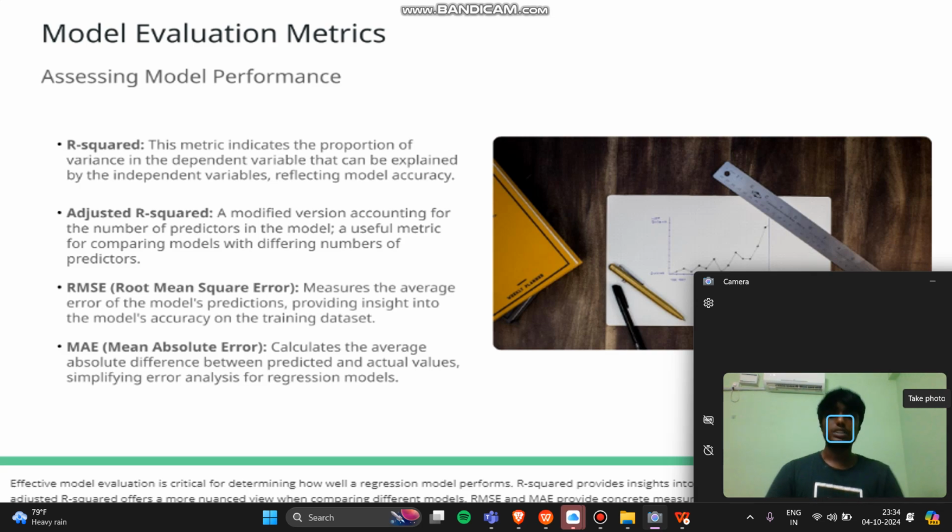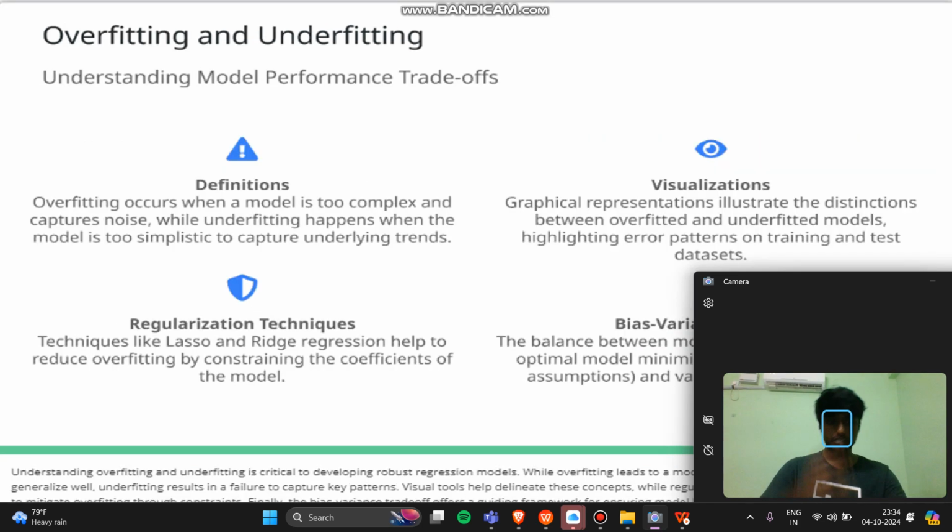RMSE, root mean square error. You will have seen this root mean square method in most of your subjects and chapters. So it is the most common method. It measures the average errors of the model predictions, providing insight into the model accuracy on the training data set. MAE, mean absolute error, calculates the average absolute difference between the predicted and the actual values, simplifying the error analysis for regression models.